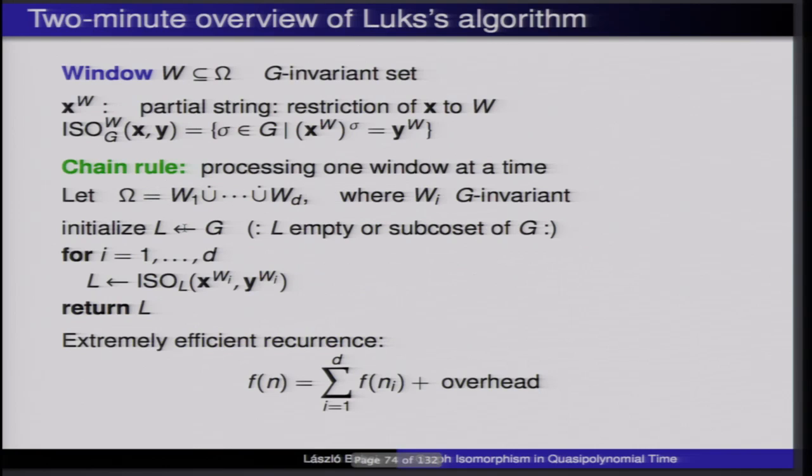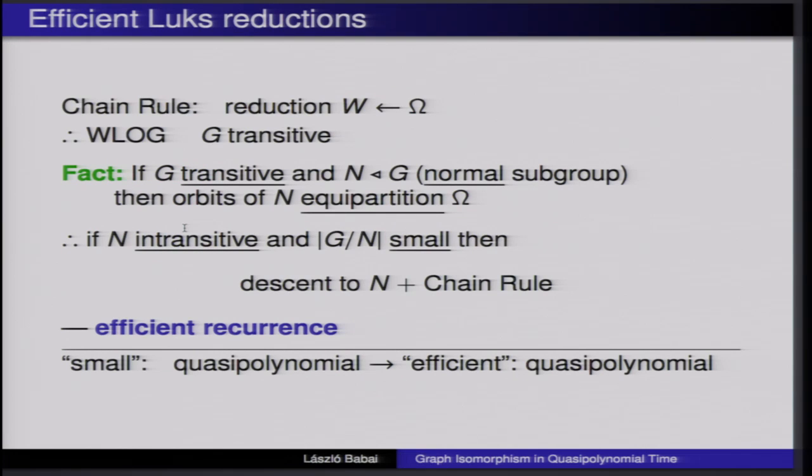Okay, I call this previous rule the chain rule, this orbit by orbit processing. And if I have a descent to such a normal subgroup and then apply the chain rule, then this is going to be an efficient recurrence, okay? Assuming, of course, that the index is small, and now I have to quantify what I mean by small and what I mean by efficient. Well, for this paper, by small, I mean quasi-polynomial, so I have to descend to a normal subgroup that has quasi-polynomial index, and efficient means that the recurrence then becomes quasi-polynomial.